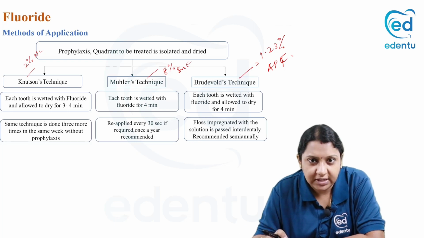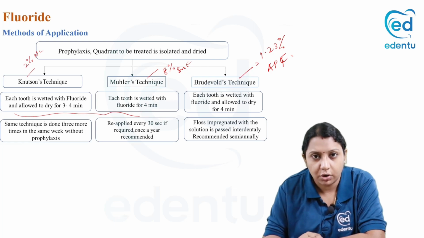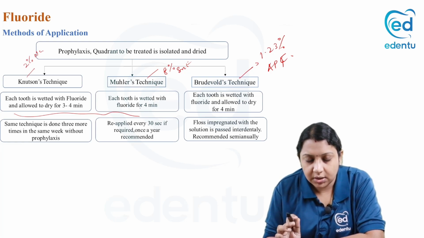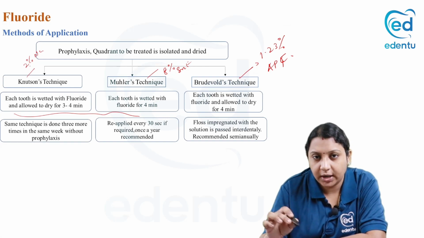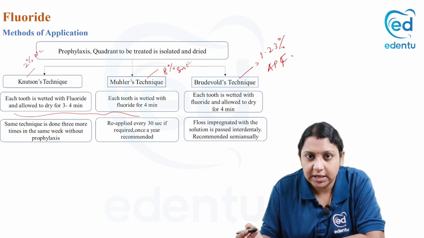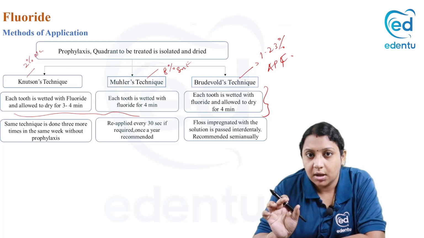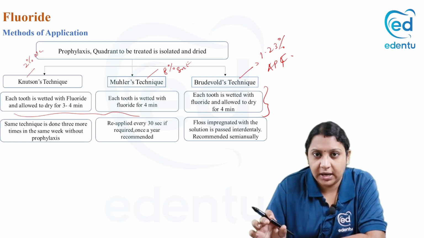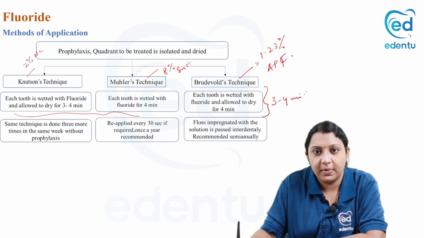So in the Knudsen technique, that is the 2% sodium fluoride, each tooth can be wetted with fluoride for 3 to 4 minutes. The first step is common for all three, whatever the concentration of fluoride. It can be 2% sodium fluoride, 8% stannous fluoride, or 1.23% APF. The first step is common, that is the tooth should be wetted with the prepared fluoride agent for 3 to 4 minutes. Okay, 3 to 4 minutes.